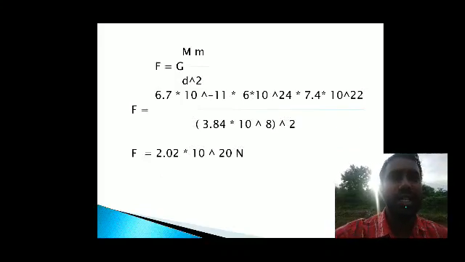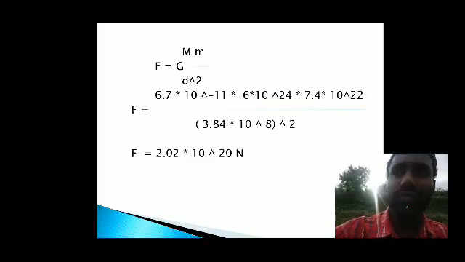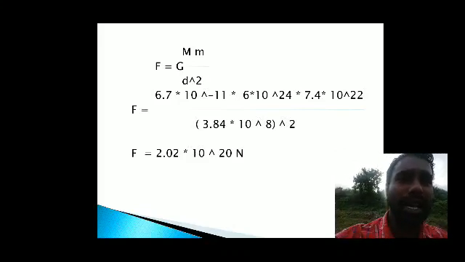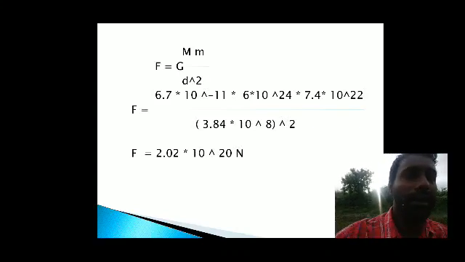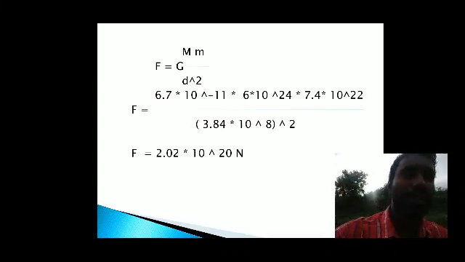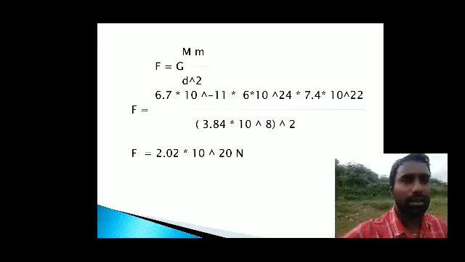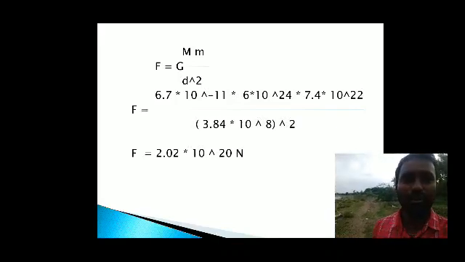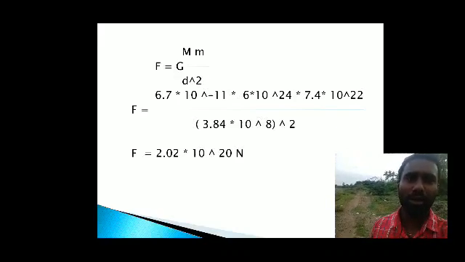F equal to G m divided by d square. So F equal to 6.7, that is the value of G, 10 to the power minus 11, into 6 into 10 to the power 24, and 7.4 into 10 to the power 22, divided by 3.84 into 10 to the power 8 whole square.